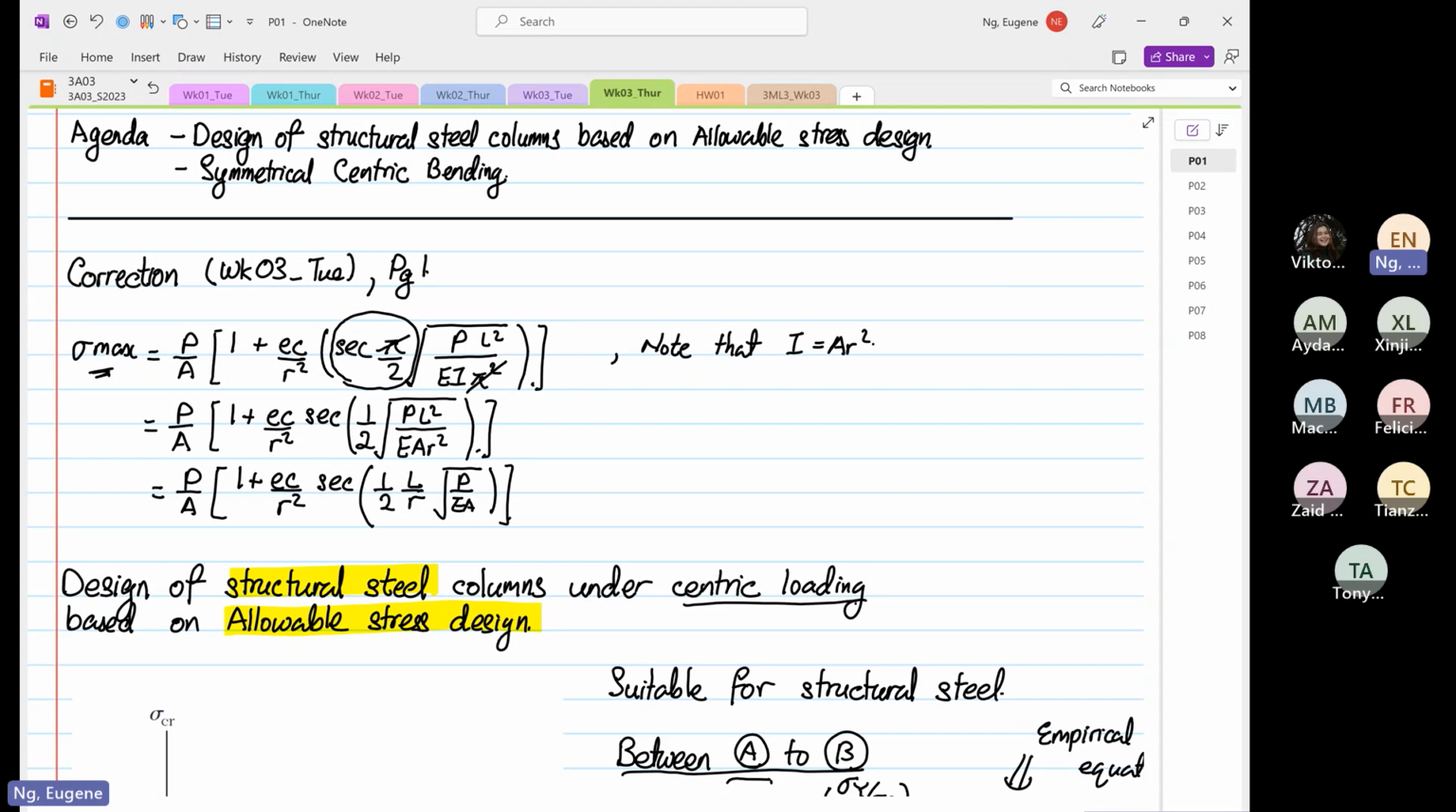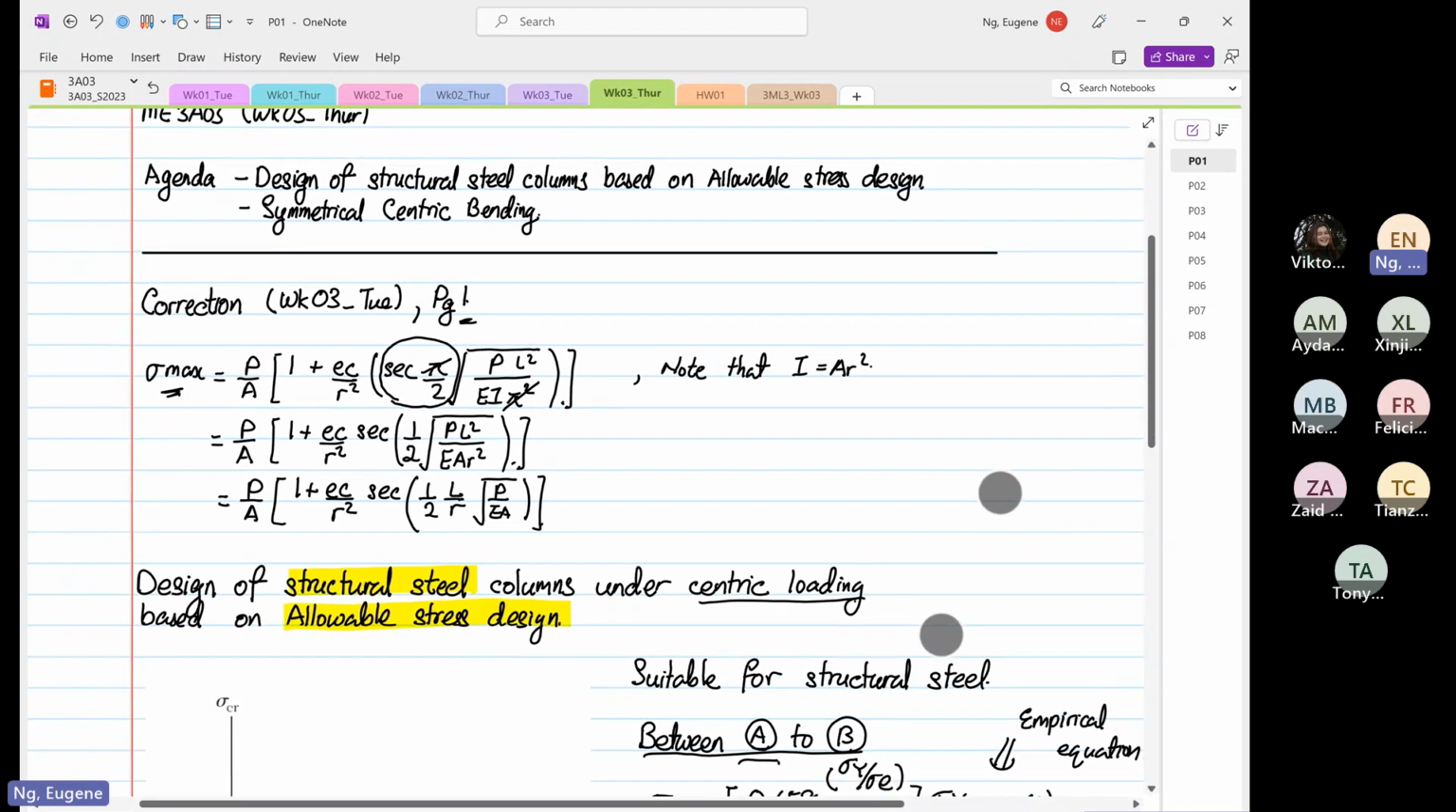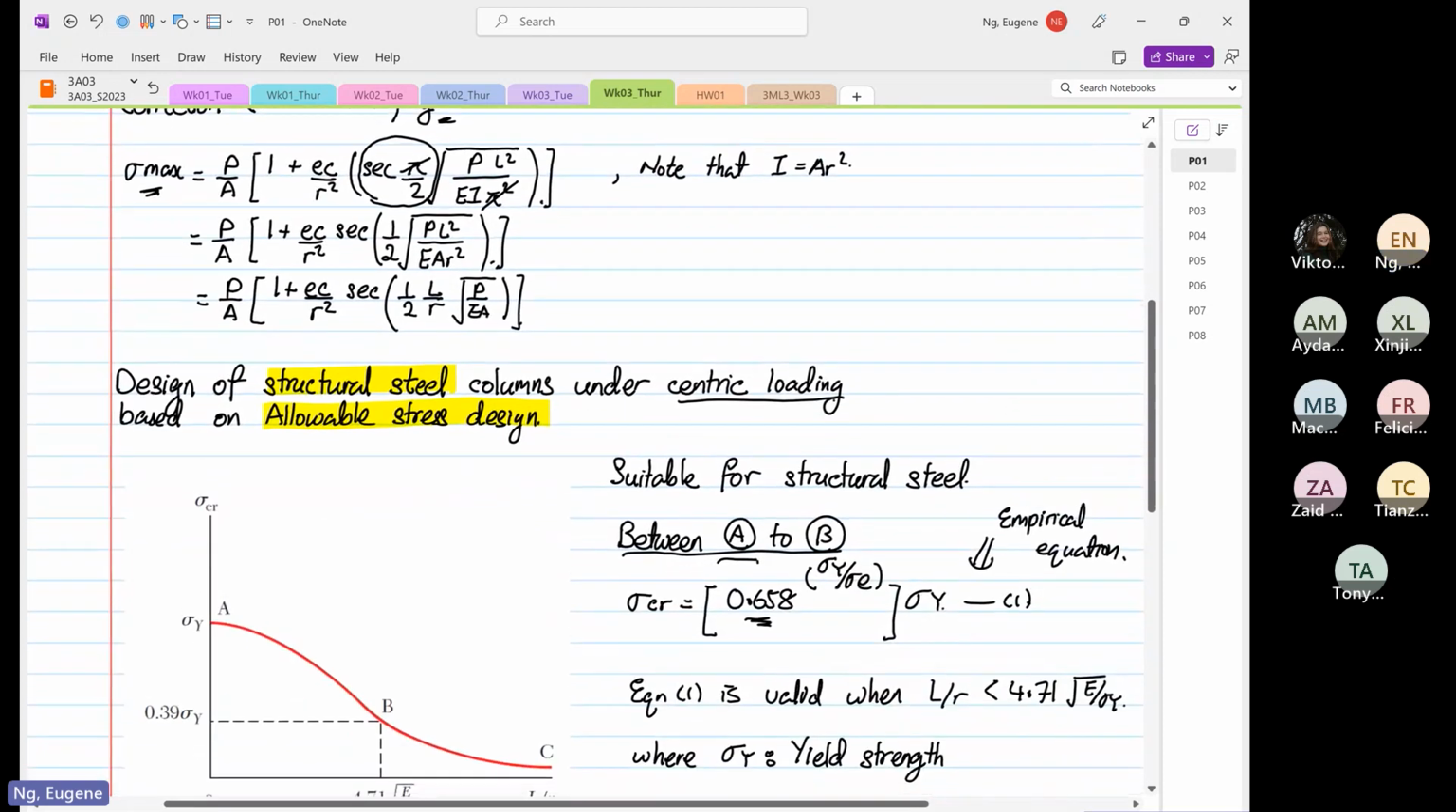So again, I'd like to highlight this is the correction for week 3, page 1. Right, so that part is sorted out. What we're going to do now is finish off buckling, so we are going to design. Before I go on, any questions so far? Are we okay?